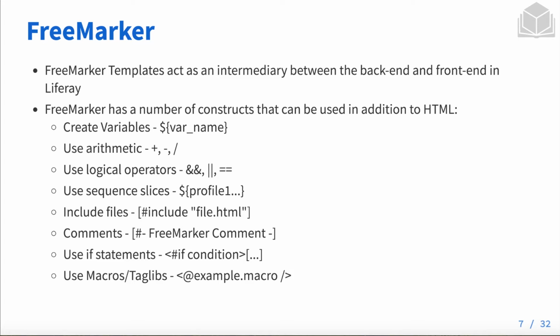So FreeMarker has a number of different constructs that we can use. We can use things like variables, arithmetic, logical operators. We can include things. Of course, we can create comments. And most importantly, we can create if statements, things like lists, or even run macros. This gives us a lot of power in our HTML.